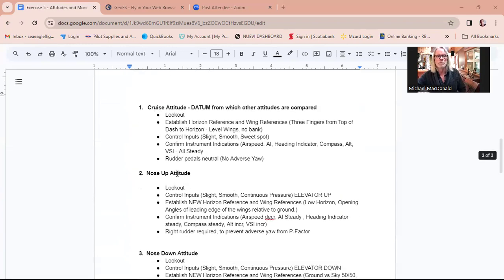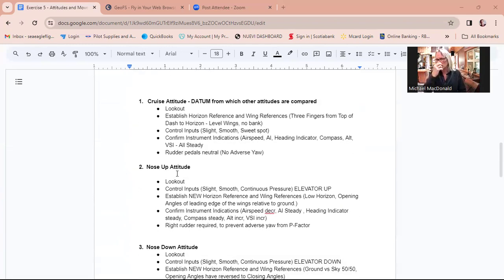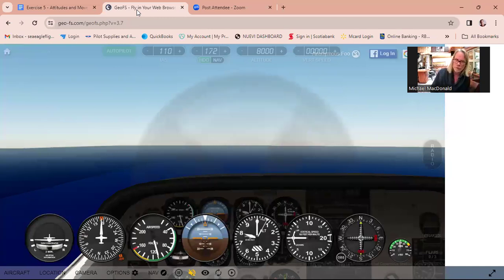The first thing we start with is the datum, the cruise attitude. Right now I have an airplane cruising along on this online simulator at 8,000 feet. You can see that the horizon is horizontal across the dash of the airplane. Let's just talk about the instruments first.